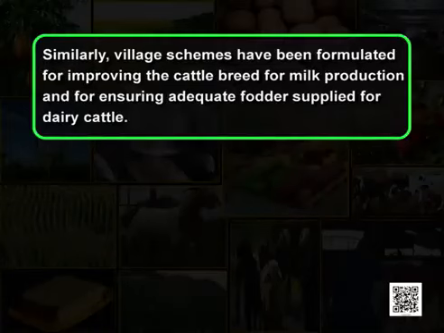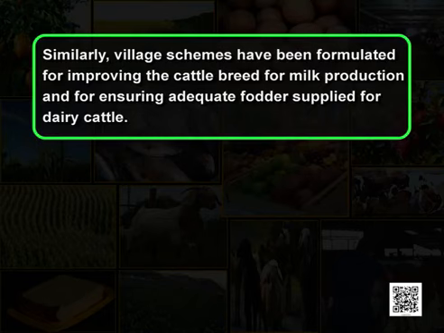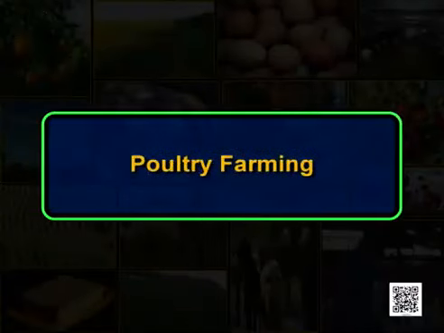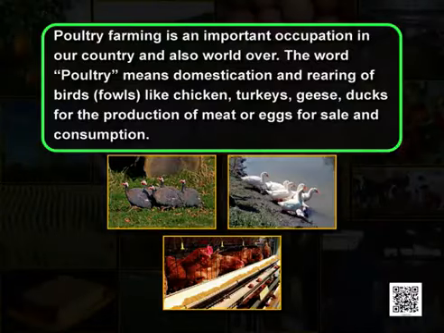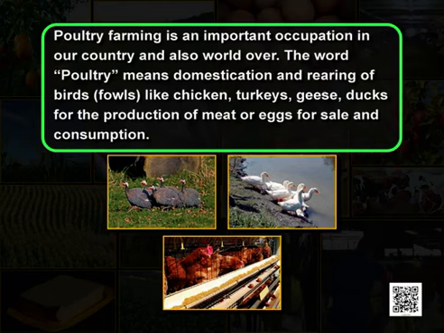Similarly, village schemes have been formulated for improving the cattle breed, for milk production and for ensuring adequate fodder supplied for dairy cattle. Now, next I am going to discuss poultry farming. Poultry farming is an important occupation in our country and also the world over. The word poultry means domestication and rearing of birds like chicken, turkeys, geese, ducks for the production of meat or eggs for sale and consumption.